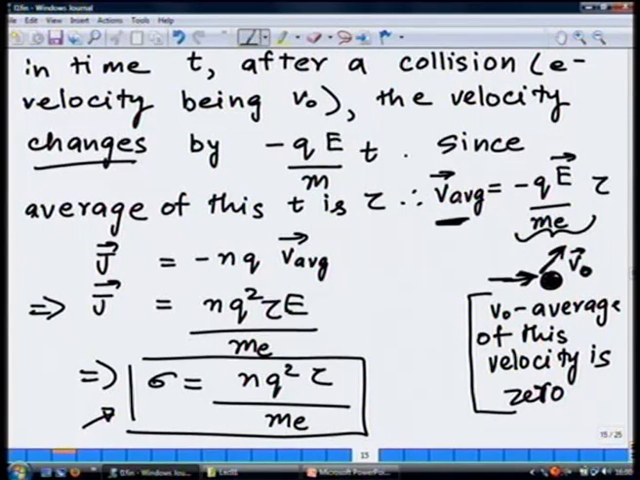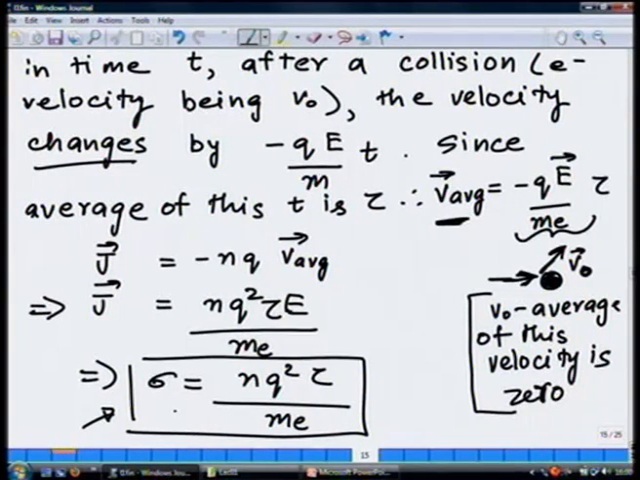But if I apply an electric field, then the only contribution which comes is due to the electric field, and since tau is the average time between two collisions, there is correspondingly an average velocity which the electron gains between two collisions, or this is the average velocity of all the electrons. Now, if I have an average velocity, I have a current accordingly. And the proportionality between J and electric field gives me the conductivity. Hence, I have a conductivity of the material.